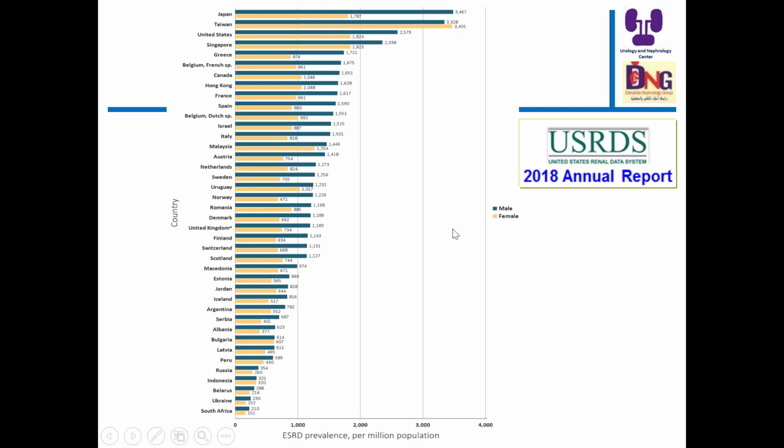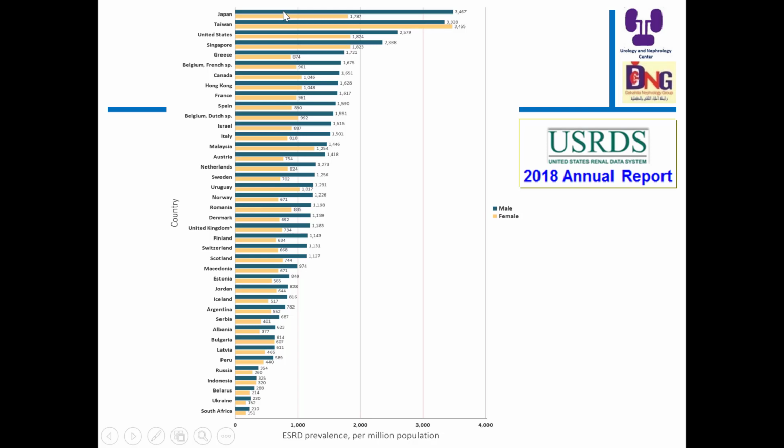Regarding gender, if you look here, all through different countries, this color is reflecting the male gender. Male gender has higher incidence and prevalence of end-stage kidney disease, and the progression of chronic kidney disease is faster in men in comparison to women, except here in Taiwan, where the progression in females is faster than males.